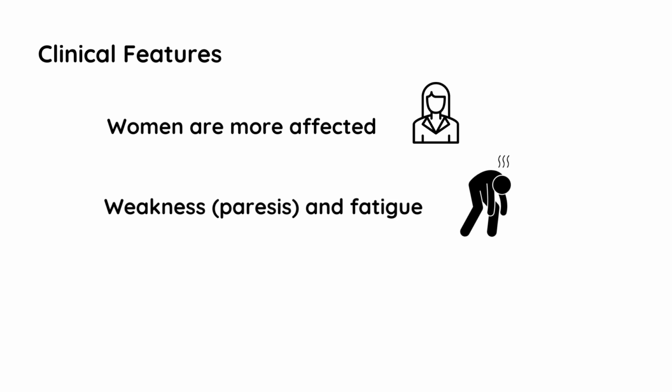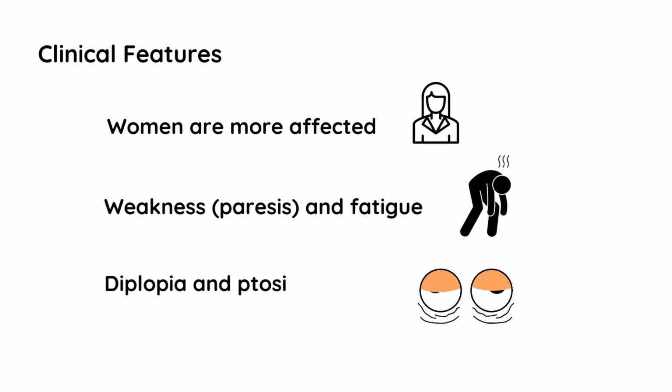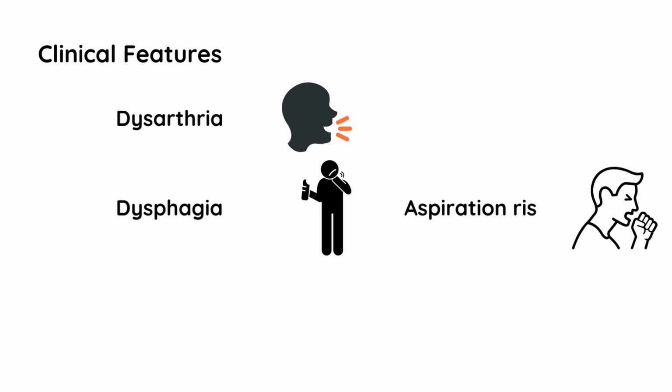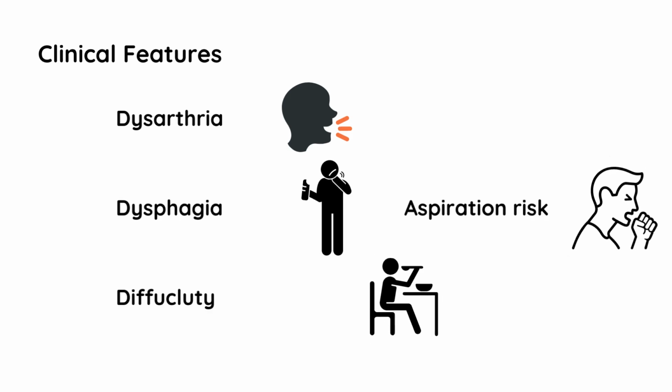The lids and extraocular muscles are often affected, and diplopia and ptosis are common. Oropharyngeal muscle weakness causes dysarthria and dysphagia. Speech may be mushy and swallowing difficult, and palatal weakness may cause aspiration. Weakness in chewing occurs after prolonged exertion.